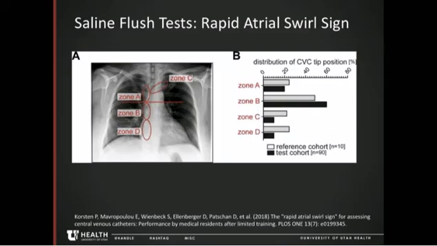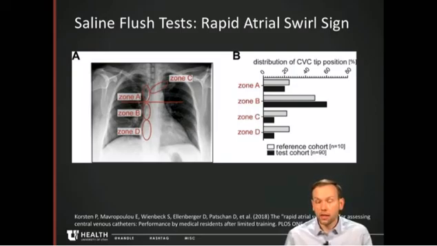And what you can see, there was a baseline reference cohort in light gray, and then there was a test cohort in black where they were using this technique, and zone B being the most desirable location for the tip of the catheter at the SVC atrial junction. There was an increase in zone B placements and a decrease in other placements as seen on confirmatory chest x-ray.